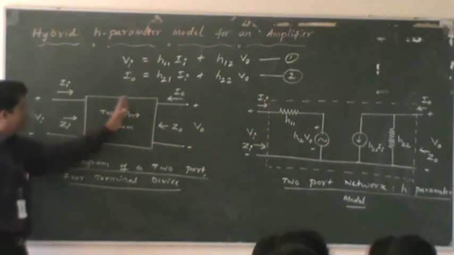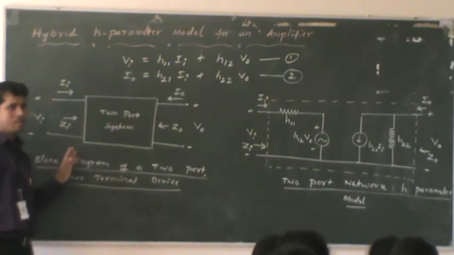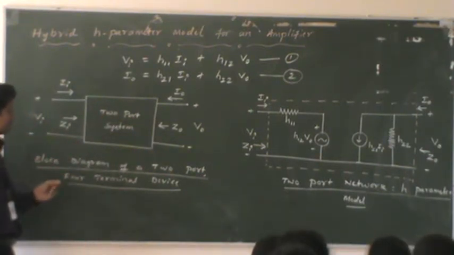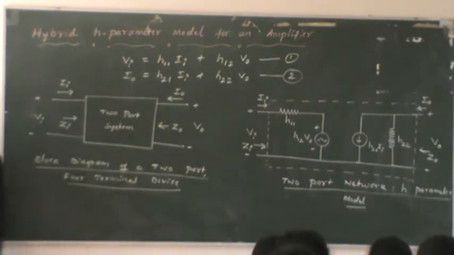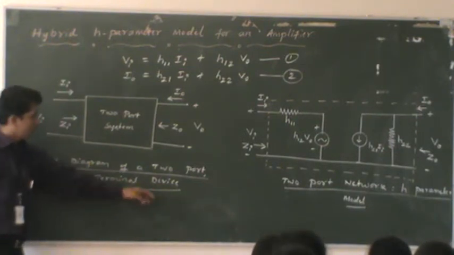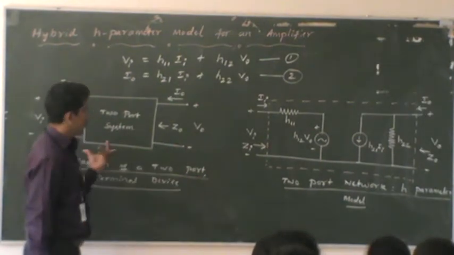And this is going to be a model for a bipolar junction transistor. In the current syllabus, we are going to use this model. This can be modeled even for any four-terminal device. It need not be a bipolar junction transistor. So that's why this block diagram is given as a block diagram of a two-port. This has two ports inside.